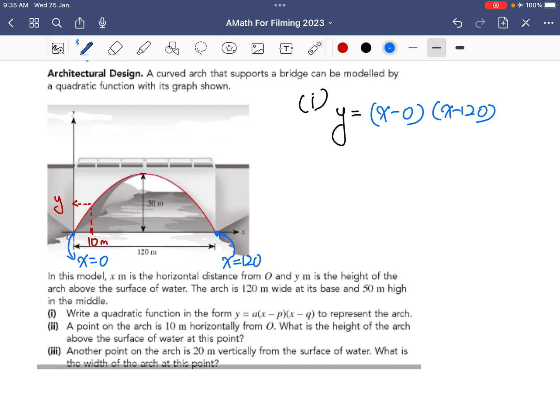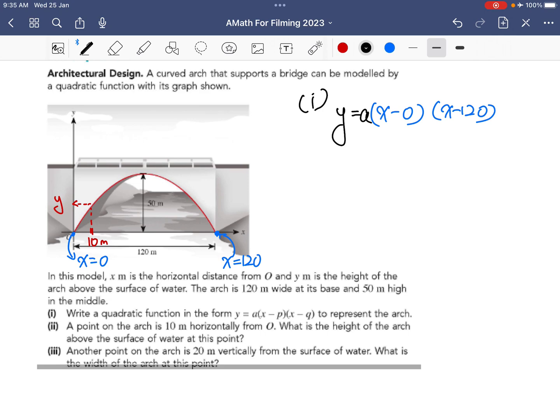Notice I'm missing a constant a here, so I will put in the constant a itself down here. So I get a(x minus 0)(x minus 120). Now the question is, how do I find the constant a? To find the constant a, I make use of certain points on the graph.